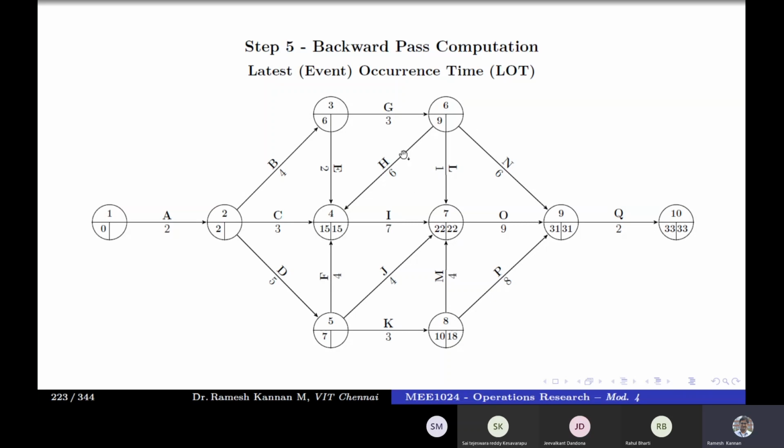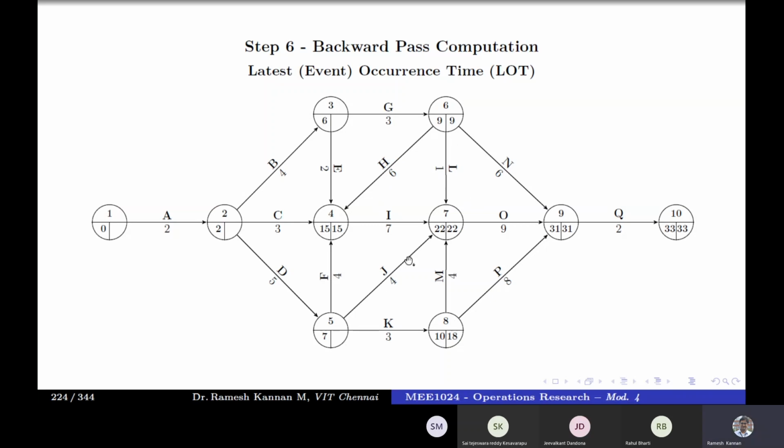Then 6 has got three arrows leaving, N, L, and H. So which means that 31 minus 6, or 22 minus 1, or 15 minus 6. If you didn't consider H, then probably you'll be substituting 22 minus 1 is 21. So that's wrong. So which means that 15 minus 6 is 9. Okay. Then we can go to 5.